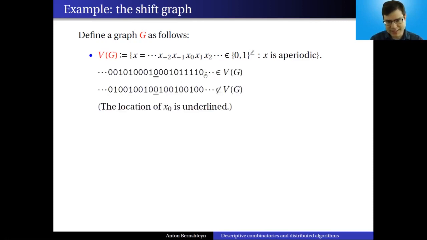So, for example, something like this could be a part of a sequence, and this is supposed to be just 0, 1, 0, 0, 1, 0, 0, 1, 0, etc., repeated indefinitely in both directions. So this is a periodic sequence, and so it's not one of the vertices in the graph G. And when I write it like this, it wouldn't be clear where the starting position x0 is located, right? So I'm underlining the position of x0. In this case, x0 is 0, x1 is 0, x2 is 0, x3 is 1, x negative 1 is 1, etc. Okay, so all of these aperiodic sequences form the vertex set of my graph.